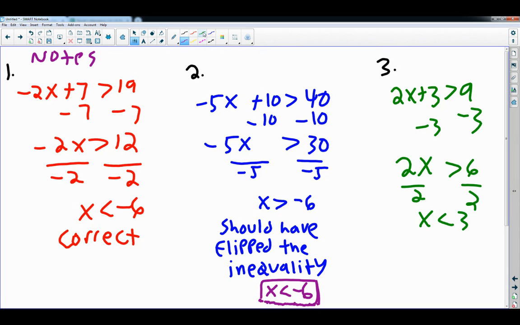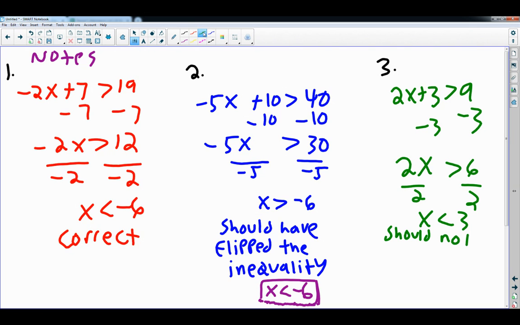For the green one, we've got 2x plus 3 is greater than 9. We minus 3 from both sides, that looks good. We divide both sides by 2, that looks good. And we get x is less than 3. Now we did not divide by a negative, so we should not have flipped that inequality. This is like the opposite of the blue one.